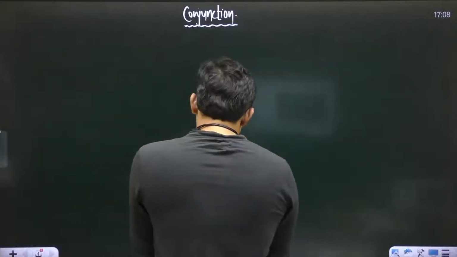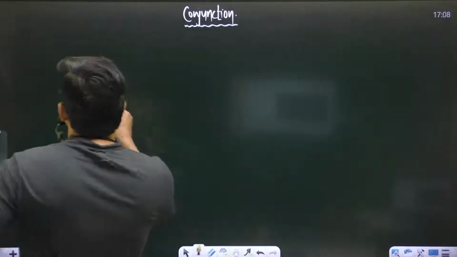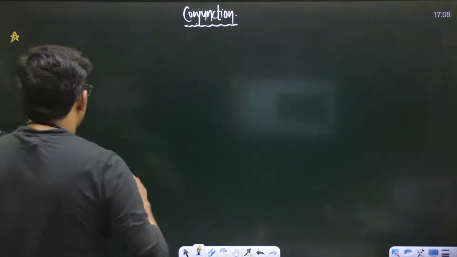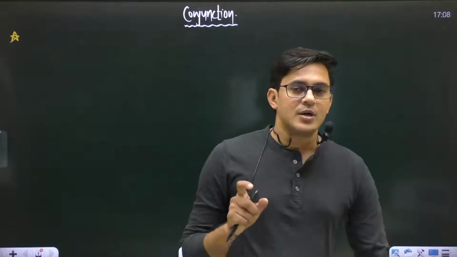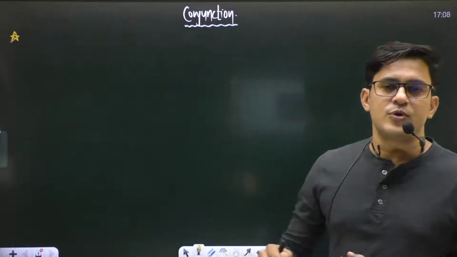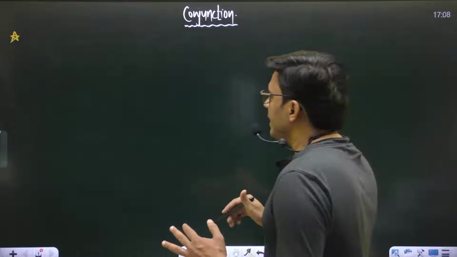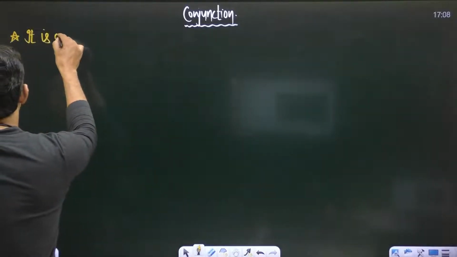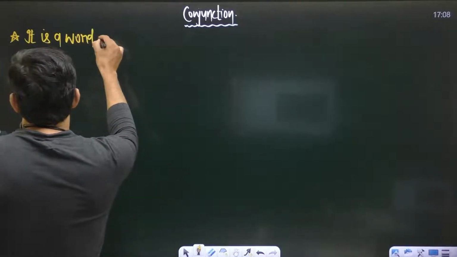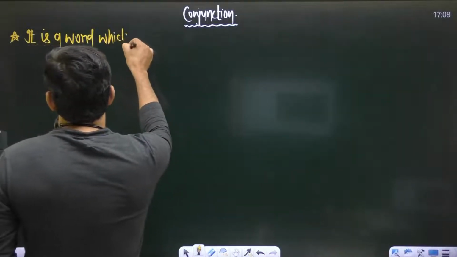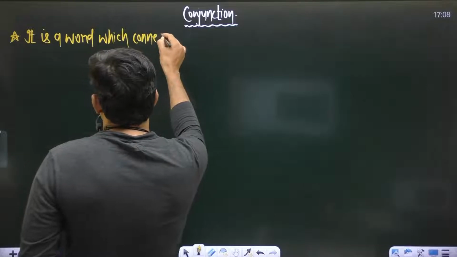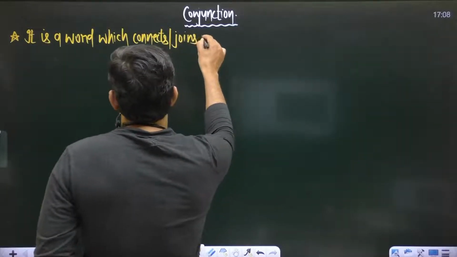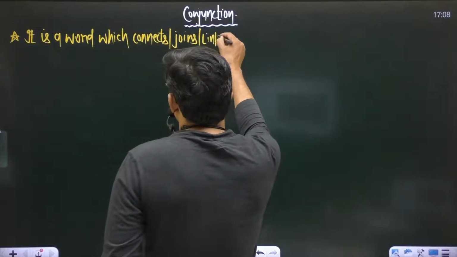So let us start. What is the definition of conjunction, right? It matters a lot how the definition of conjunction works. We have to understand it. If you talk about the definition, conjunction is a word which connects. What does it do? It connects, or you can say it joins, or it links, right?